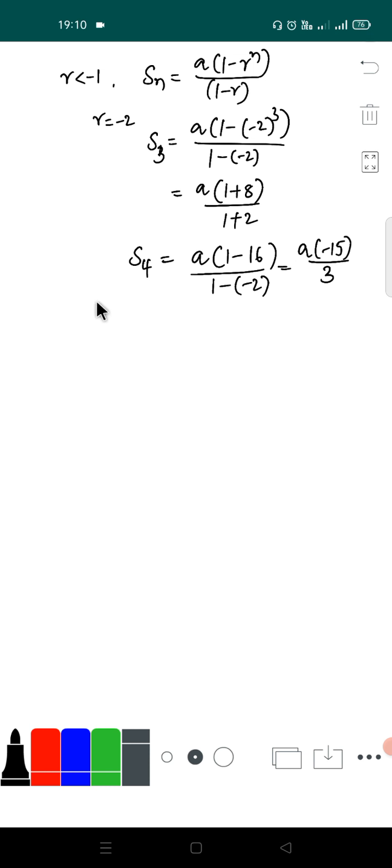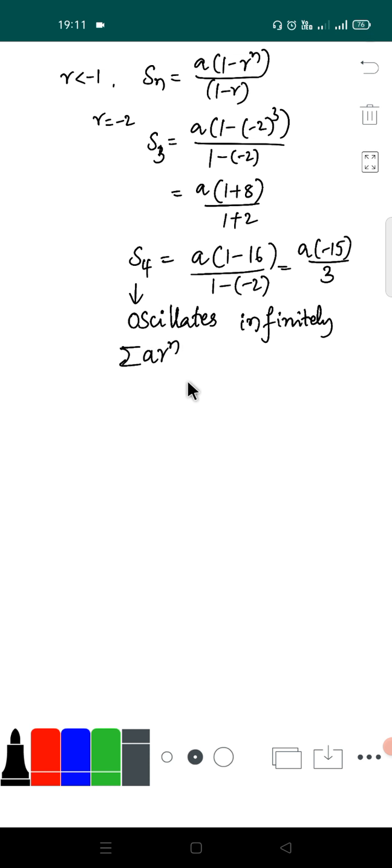So we can say that the geometric sequence oscillates infinitely. So does the series, the geometric series a r to the power of n. Here we are least concerned about the initial term. We are most concerned about the common ratio here.